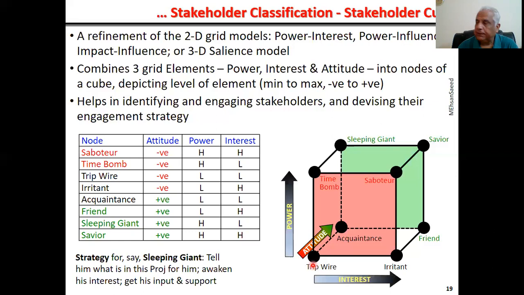As I said, the dictating element here is attitude. In these four contexts the attitude is negative, these four is positive, and of course, for these particular types of stakeholders, these are the levels of power and interest.